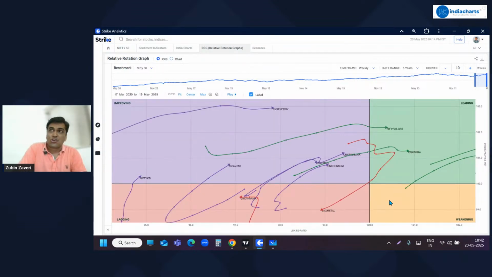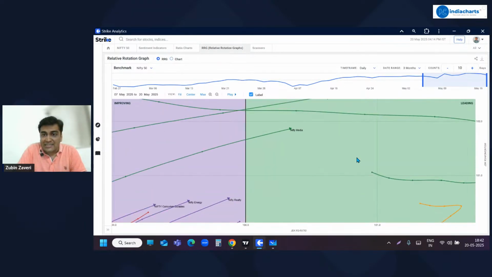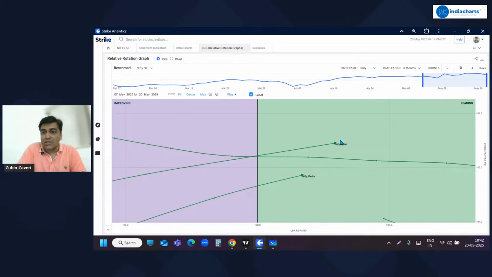So if you have metal stocks, on the daily time frame chart, see this metal has entered into the leading quadrant, but on a higher time frame chart it is on a weaker side. It is in the lagging quadrant. So metal is something that you can use the current short term momentum to book your profits and get out of it, and enter into a better sector, a stronger sector, as an investor.